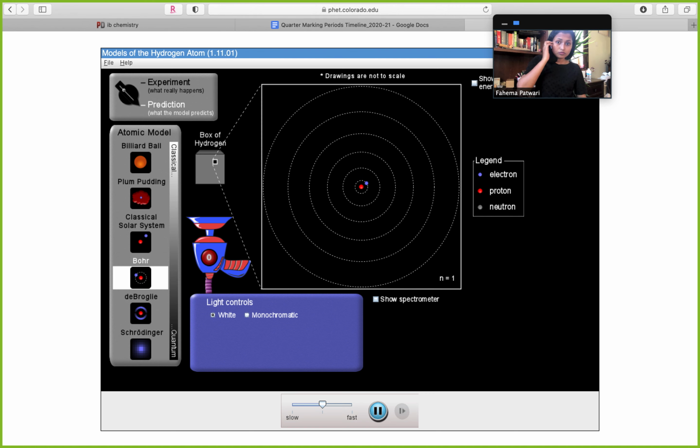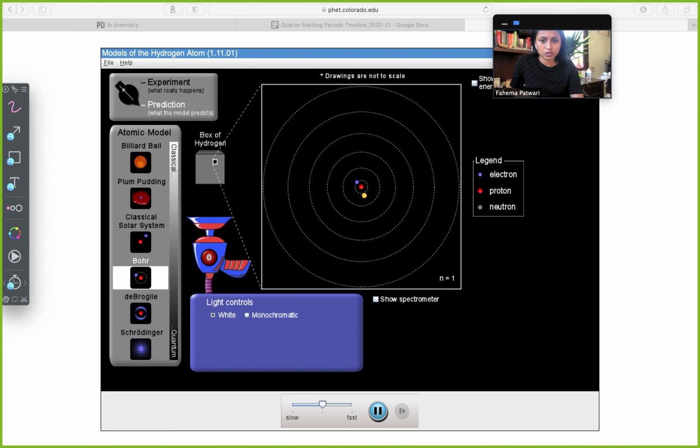So here's a simulation of a Bohr diagram for an element. Right, you have your nucleus at the center. That's where your protons are. You have energy level 1, 2, 3, 4, 5, 6. This electron is hanging out in the ground state, right? That's the lowest energy, that's the most stable state for the electron to be.